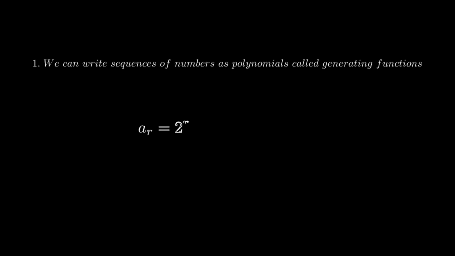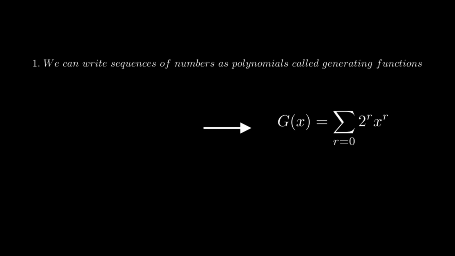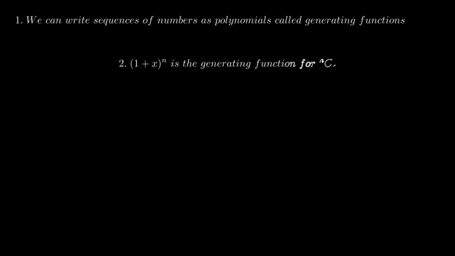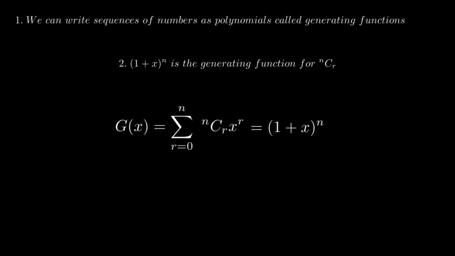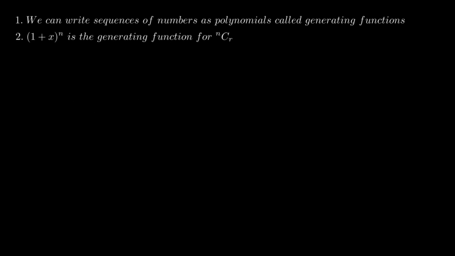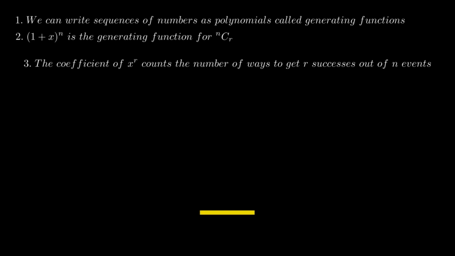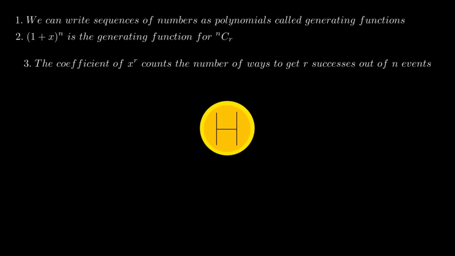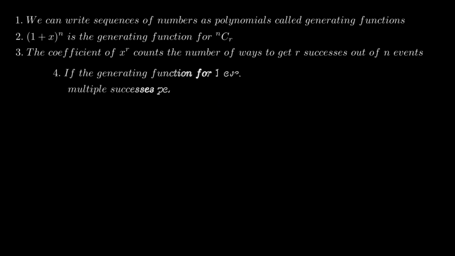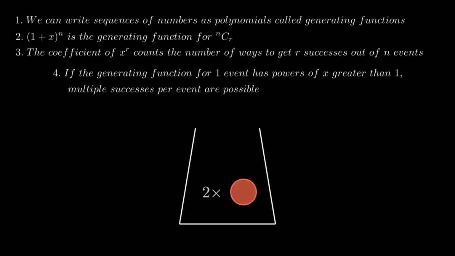Before we tackle the Scrabble problem from this new perspective, let's summarize what we've spoken about. Number 1, we can write sequences of numbers as polynomials where the coefficient of the nth power of x is the nth element of the sequence. Number 2, we took a look at the sequence a sub r equals n choose r up to the nth term, and found its generating function to be (1 + x)^n. Number 3, we talked about why n choose r is involved when expanding (1 + x)^n. It counts how many ways we can get r successes out of n events, when there are only 2 options, 0 successes or 1. Number 4, we showed that if the generating function for one event has powers of x greater than 1, more than 1 success per event is possible.